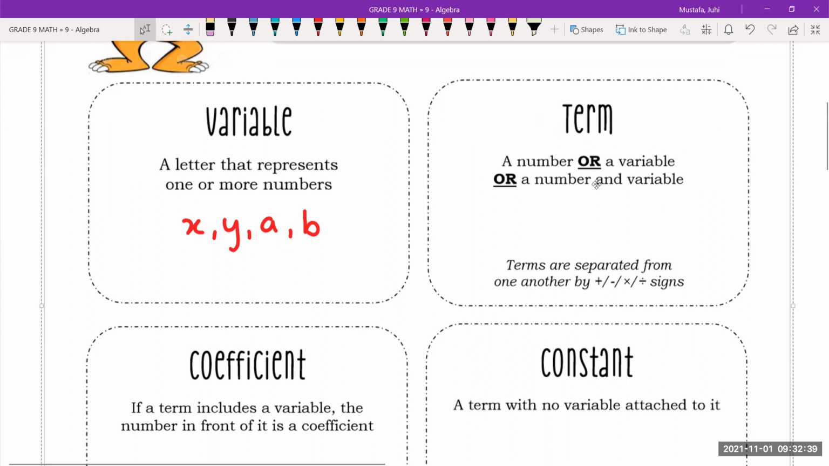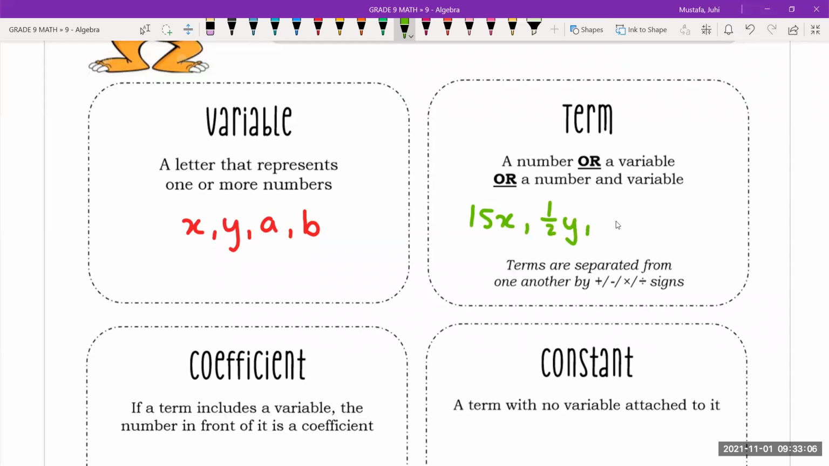A term is a number or a variable or a number and a variable. And these terms are separated from one another by plus, minus, multiplication, and division signs. So let's write a couple of examples of that. Okay, so you can have a term such as 15x, or you can have a half y, or you can have just a variable by itself like x times y, or you can have just a number, negative 15. All of these are examples of terms.